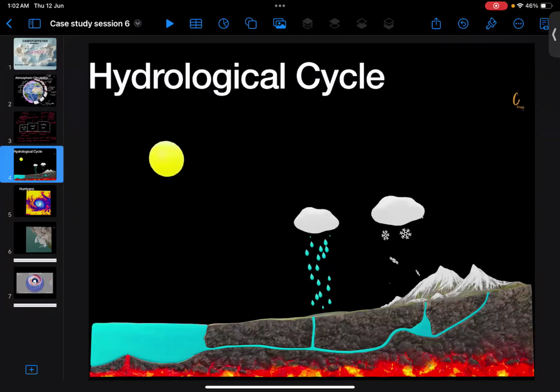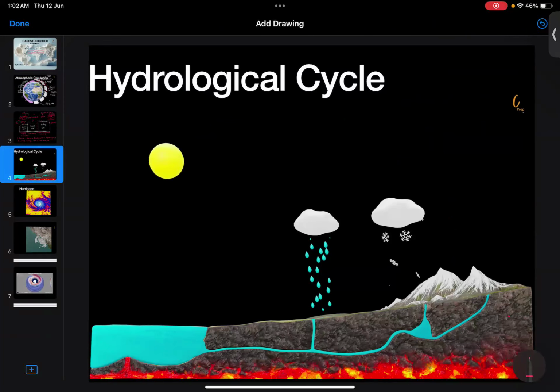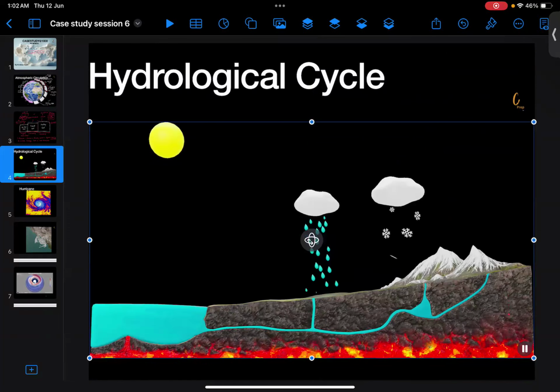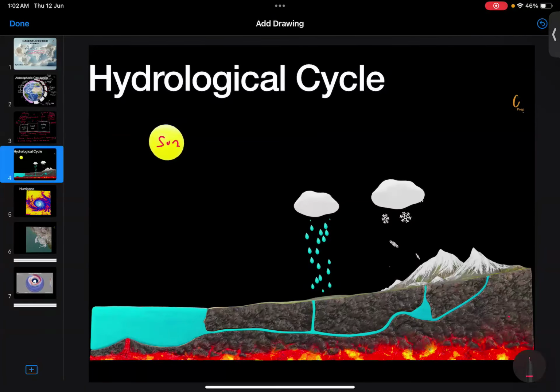The next topic we have is the hydrological cycle. Okay, under the hydrological cycle, there are a few important parts. For example, number one, we have the sun. Okay, the sun is providing us insolation. Okay, because of insolation, the water is getting the latent heat of evaporation. Okay, because of the latent heat of evaporation, it is becoming moisture. This moisture is moving up and becoming cloud.